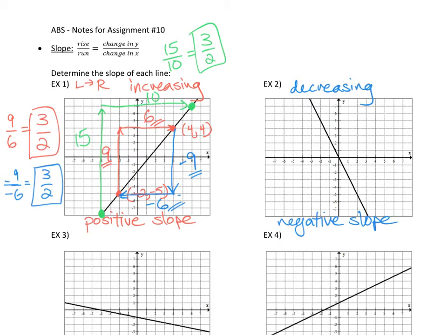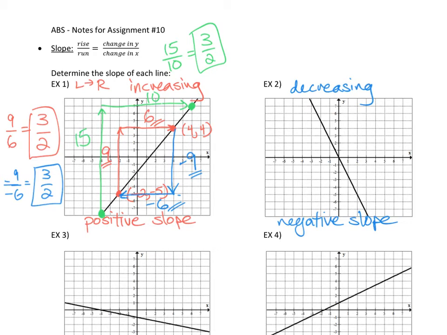So like literally, you can pick any 2 points. You can start at one of the points and move to the other, as long as you remember: moving to the right is positive. Moving to the left is negative. Moving up is positive. Moving down is negative. If you can keep those 4 things straight, you can find the slope of any line.